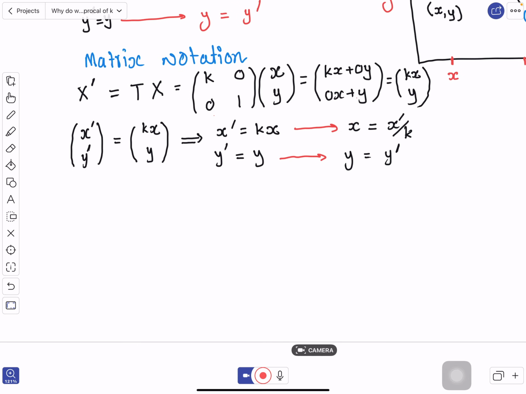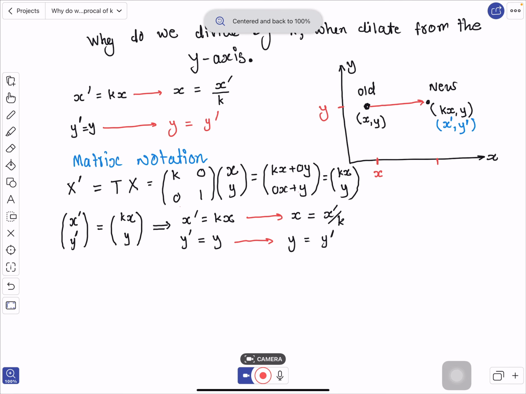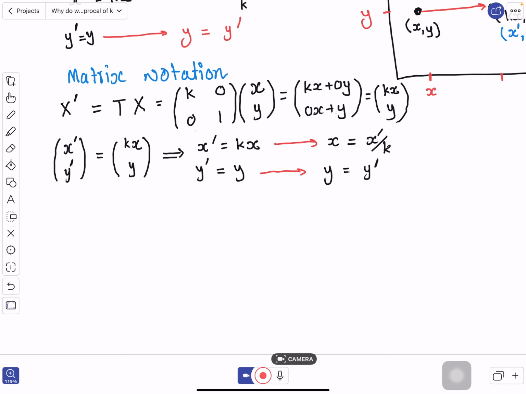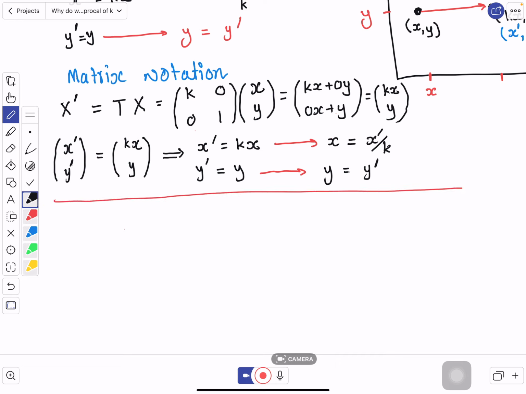Let's do something here. Oops, I zoomed in a lot. That's not good. So what I'm going to do is write the old matrix. Since we're solving for x and y, I'll put it this way: the new x is equal to T times x, and we'll solve for the old x.